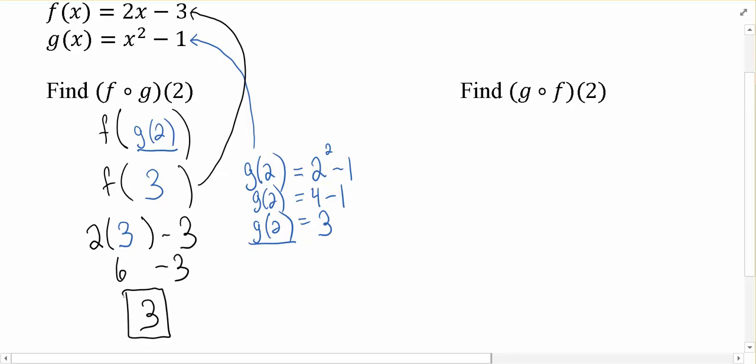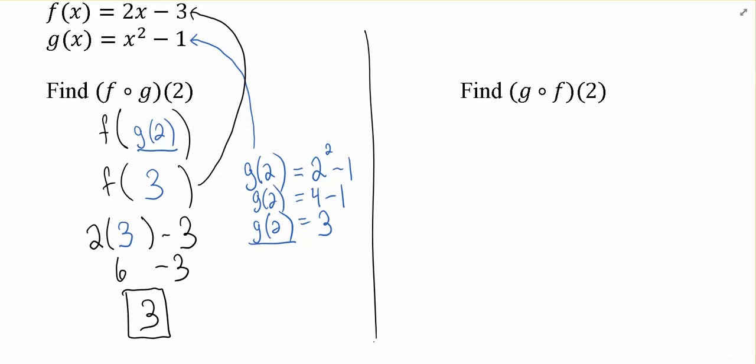And so again, I started with a number. My final answer is a number, and that's what we should expect. That's what we should look out for. Now I want to look and say, well, what if I reverse the order? What if instead of doing f of g of 2, what if I did g of f of 2? Will I get the same answer? Will I get a different answer? Well, let's check it out.